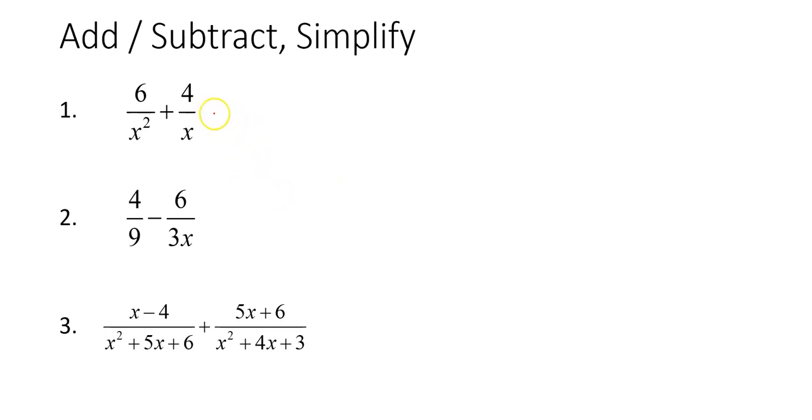For the first one, we're going to multiply top and bottom by x. So that'll give me a 6 over x squared plus 4x over x squared. Now I've got a common denominator. Can't add them together until I get a common denominator. Once I have a common denominator, nothing changes. The denominator just stays there, right? It doesn't become like a 2x squared or something. What we add is the top. We add a 6 plus 4x. And that's as good as it gets.